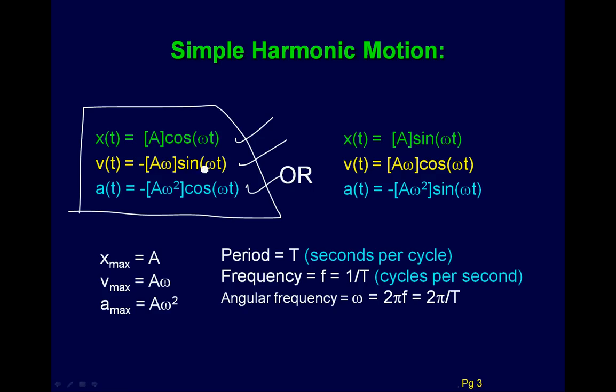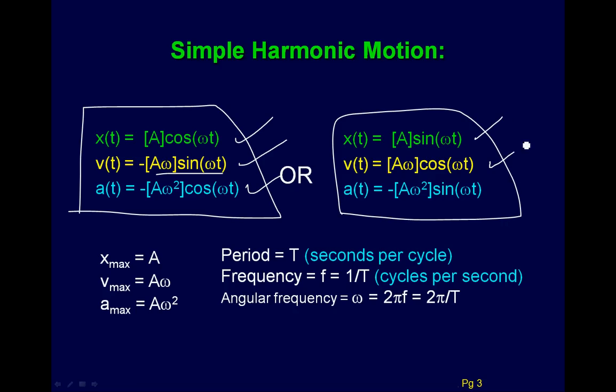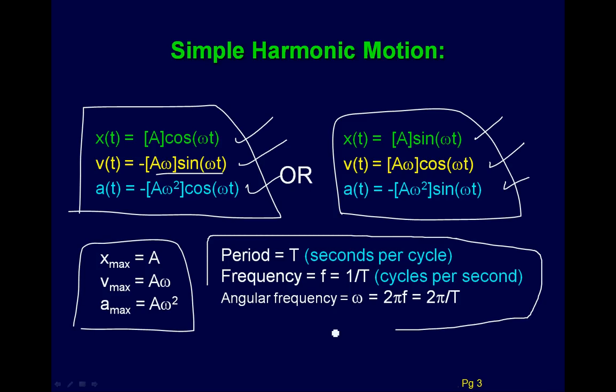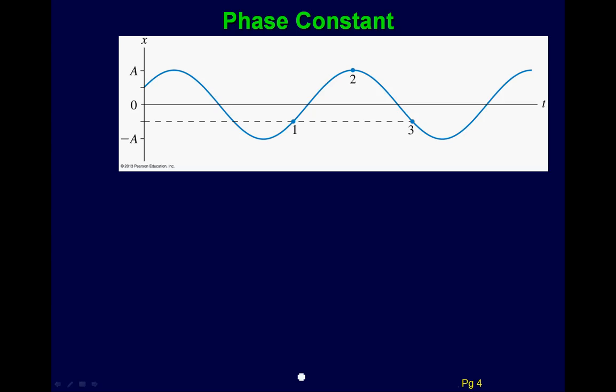If you look at velocity, it's the first derivative of the position, which is a negative sine function, and acceleration is the second derivative of the cosine function. You can also start over here with a sine function, then you end up with a cosine here and a sine over there. Now these are a little bit limited. We'll talk about this in a second, but for our purposes, we're mostly going to use just these. Here's what all the different maximums turn out to be, and then our relationship between period, frequency, and angular frequency. Very important.